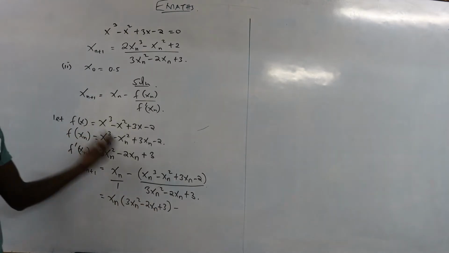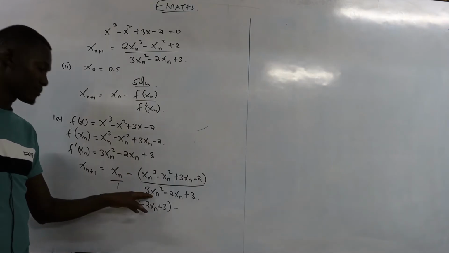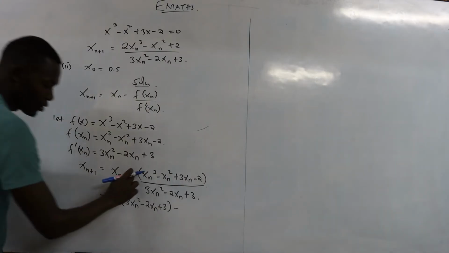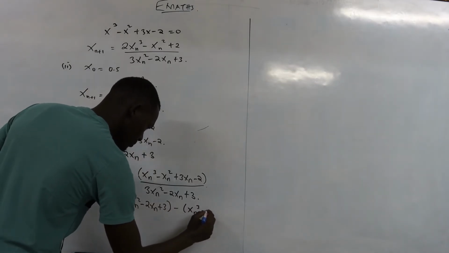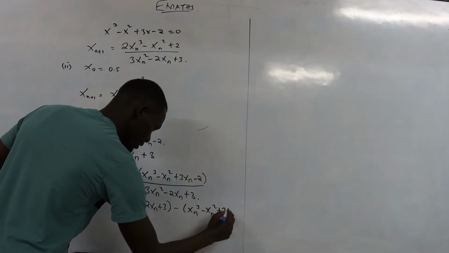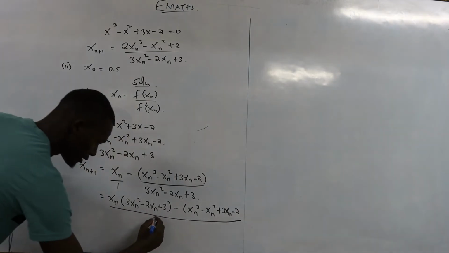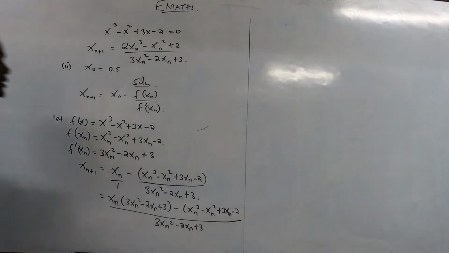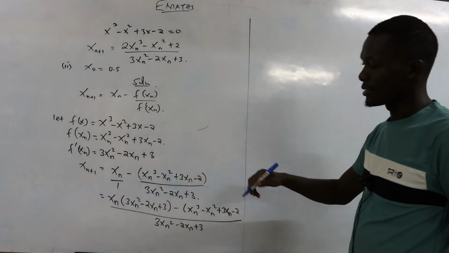Since they are not the same, this part will multiply this term, and this part will multiply this term. So that is what we just did. This multiplied by this, multiplied by that, and all of these times 1 just gives you the same function. So you shall have xn cubed minus xn squared plus 3xn minus 2, then all of that over 3xn squared minus 2xn plus 3. Then from that point you can open up the bracket and simplify further.